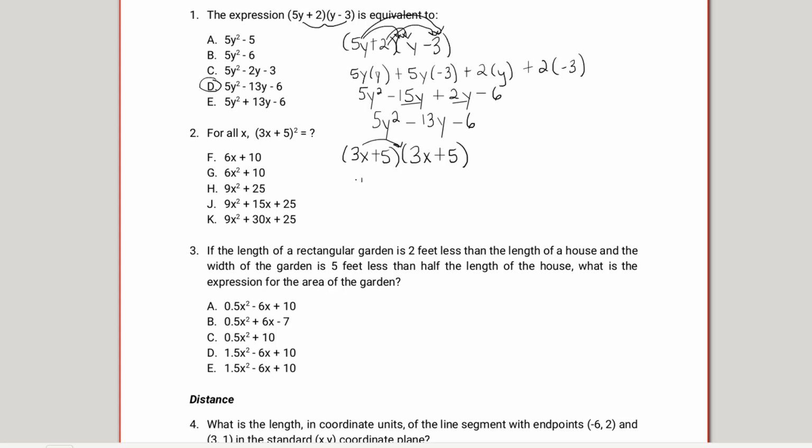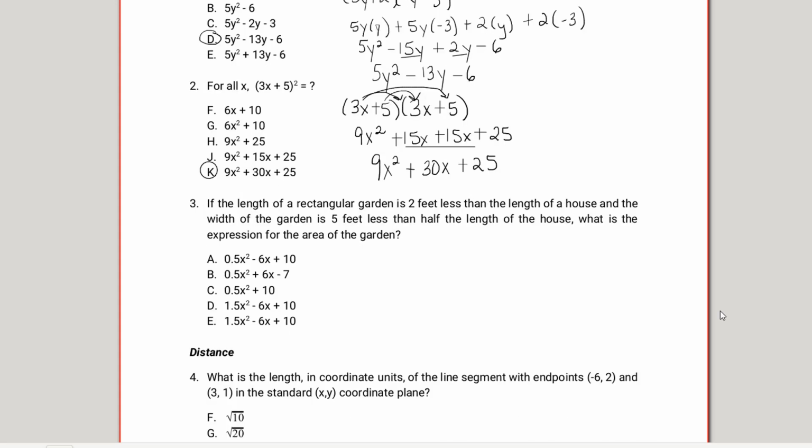3x times 3x gives us 9x squared. 3x times 5 is plus 15x. 5 times 3x is another 15x. And plus 5 times 5 is 25. Combine like terms, and we're basically going to have just here in the middle combined. That will give us 9x squared plus 30x plus 25. So that corresponds to answer choice K.